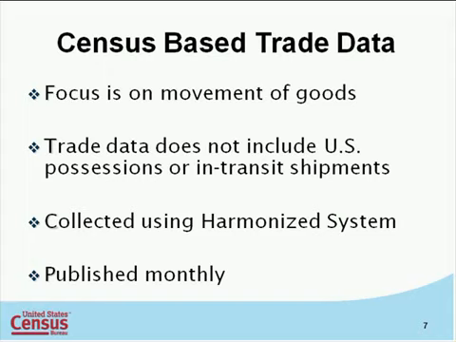We collect data using a 10-digit code called the harmonized system, which I will go into a little more in a few slides. All trade data are published monthly. And by monthly, there is about a 6-week lag in trade data. We are currently publishing March 2011.